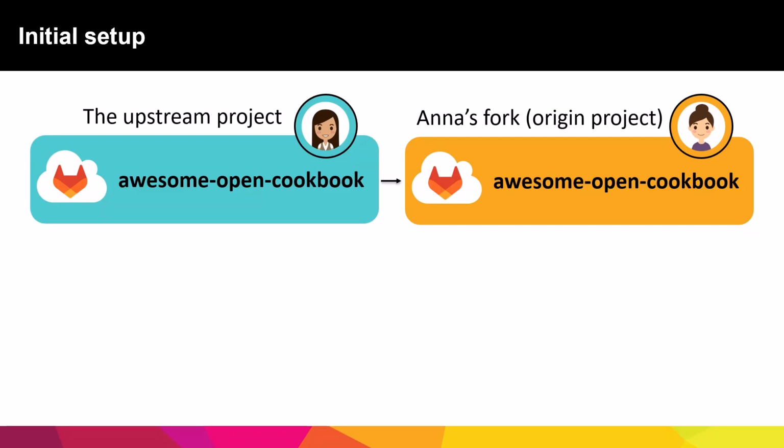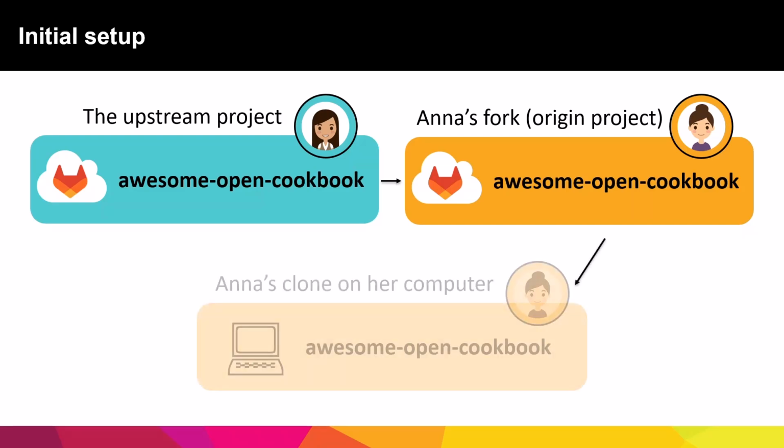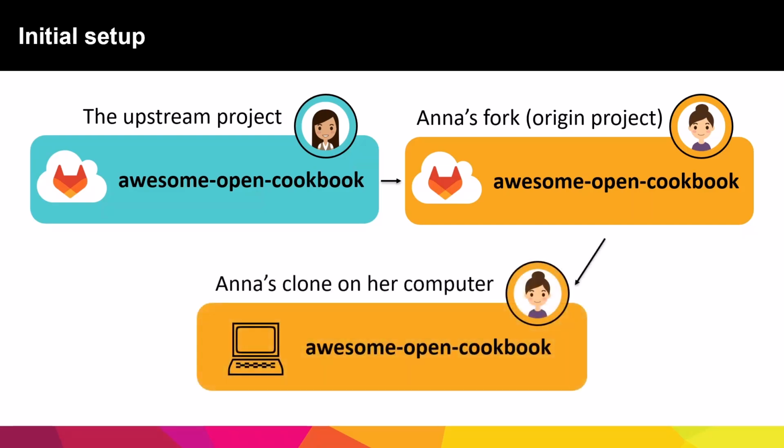But how's she going to actually work on it and contribute to it? For that, she needs to clone her project to her local computer. That way she can do her work and make her contributions on her local computer. And that's how she sets it up for the first time. Okay, so once again, she makes a fork of the project to her personal namespace, and then she clones that project to her local computer. Now that you understand that, let's talk about how she can actually use that fork to contribute to the awesome open source cookbook.